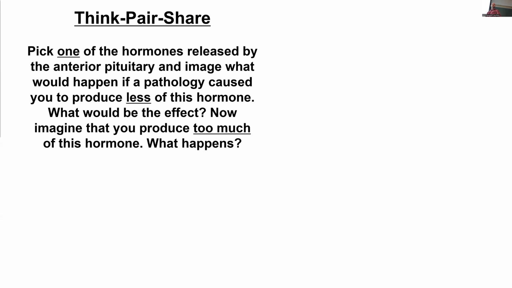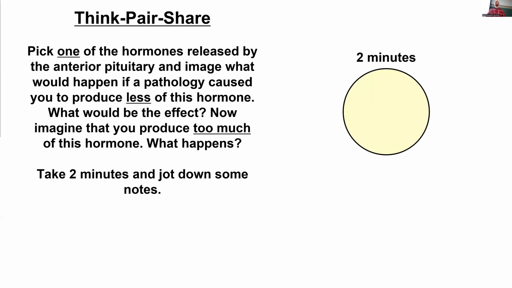Okay, so I want you to pick one of those hormones that's released by the anterior pituitary. I suppose you could do the posterior too if you wanted. And I want you to imagine what would happen if you couldn't produce enough of this hormone. What would the effect be? And then I want you to imagine what happens if you produce too much of this hormone. So what I want you to do now is just take 2 minutes on your own and just jot down some notes. So pick one of those hormones. Think about what would happen if you have too much of that hormone. Think about what would happen if you have too little of that hormone. Just on your own for 2 minutes.